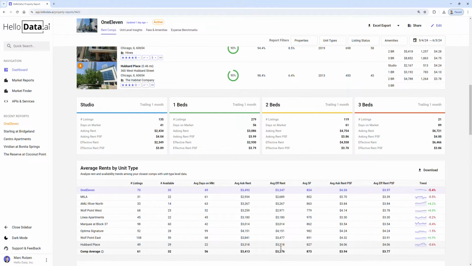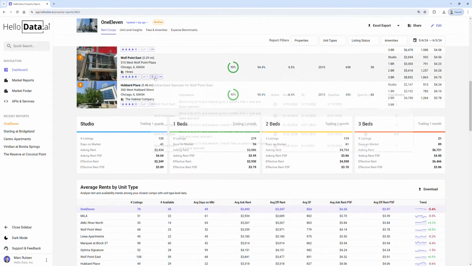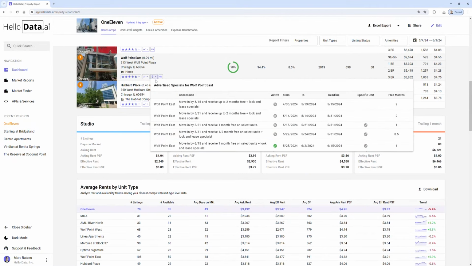That would be a crazy number of calls to make. What we do is we go to the banner on the property website and we see what is being offered, and we apply AI to this to extract not only the dates over which it's active, but any deadlines around it, if it applies to any specific unit, which in this case it doesn't, and then the number of free months or one-time discounts or recurring dollars off.